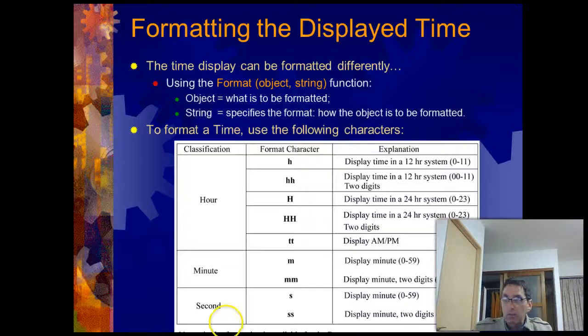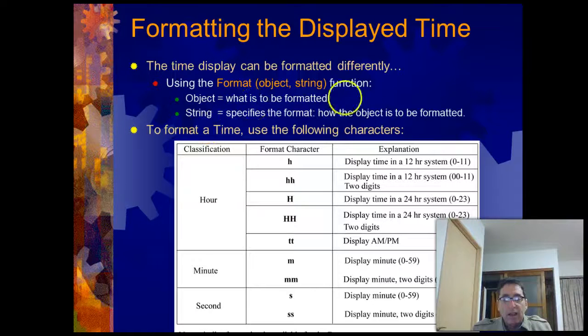Okay, so I just said that we did do some formatting before, so I'm just reviewing that here. Formatting the displayed time can be formatted differently as we want using the format object string function. So the object is what you want to be formatted, and then you use one of these to make it formatted in the way you want.